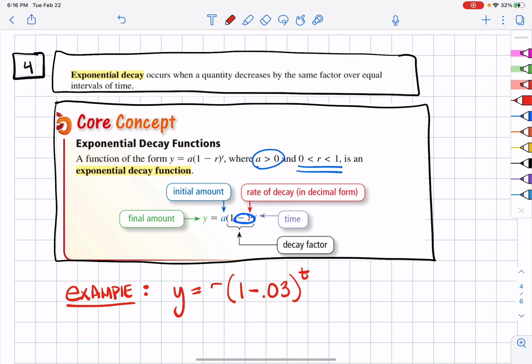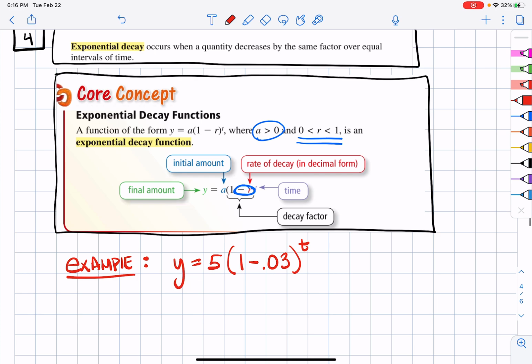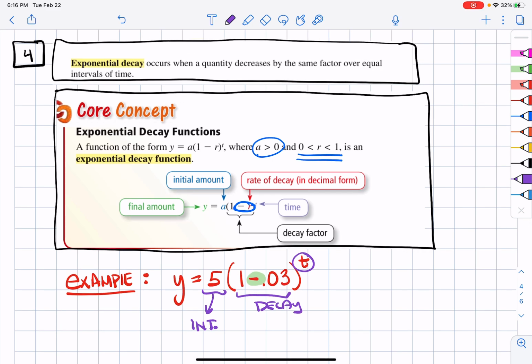So let me give you an example of what that means for this one, okay? So let's say that this was a 5. So if I have y is equal to 5 times 1 minus 0.03, because we have this minus sign sitting right in front of here, I know that this is going to be a decay factor. So this is going to be my decay. The 5 represents my initial amount, okay? The 1 minus 0.03 is my decay factor. And of course, t is just time again. So exponential decay functions work exactly the same way as growth functions. The only difference is that we are subtracting from 1 instead of adding to the 1.